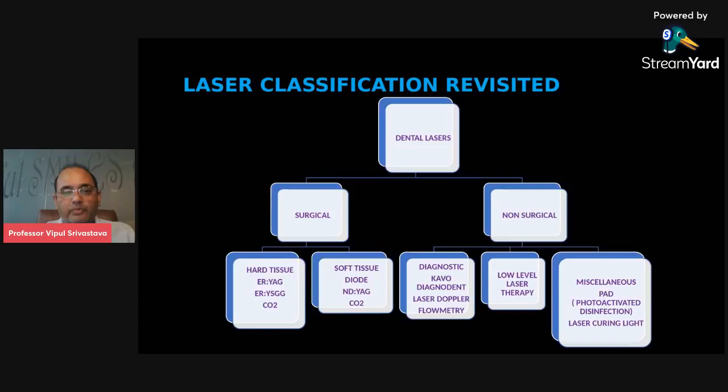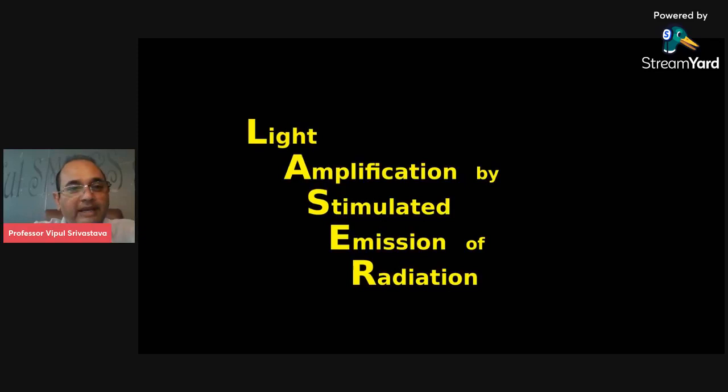So what is a laser? We have talked about laser use in common life, in our dentistry, in medicine, and in defense also. But what is a laser basically? You need to know that LASER stands for light amplification by stimulated emission of radiation. This is the simple definition of a laser. So basically, lasers are also a type of light, right? Lasers are also a type of light.